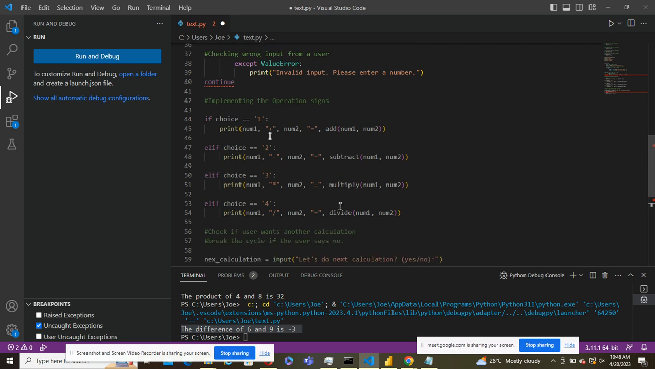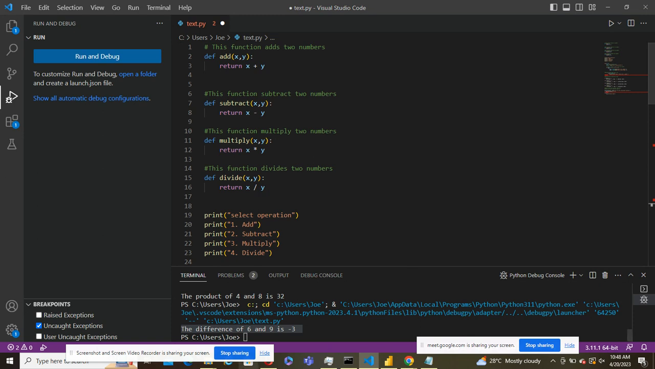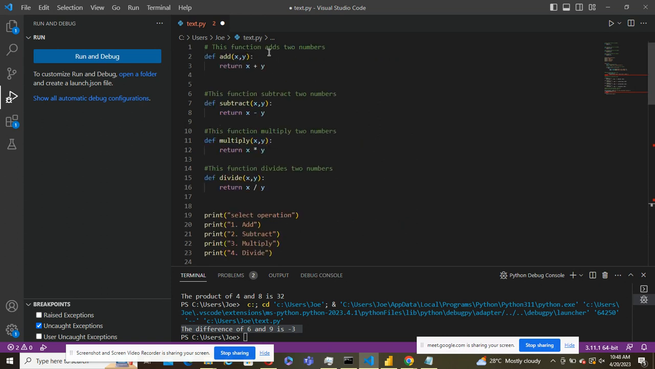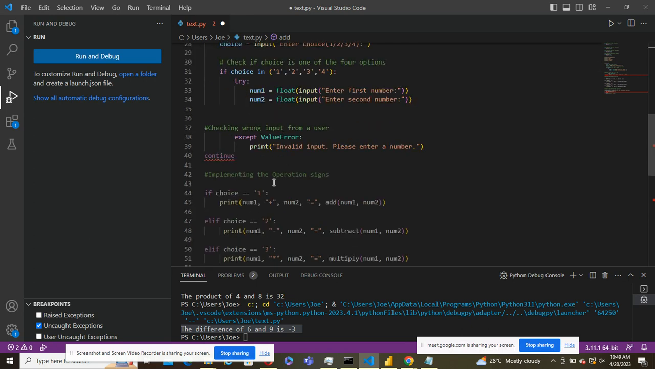Now we are implementing the operating sign we define up there. So we are saying if the choice the person took is actually 1, meaning go to the top here and take the definition of 1. The definition of 1 means add. Add should be equal to x and y. X and y should return x plus y. So here x and y will be substituted as num1, num2. So num1 plus num2, which bears the definition add x and y. So add num1, comma num2. Any question so far?